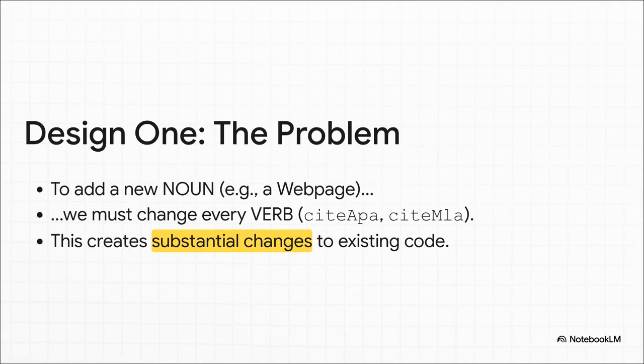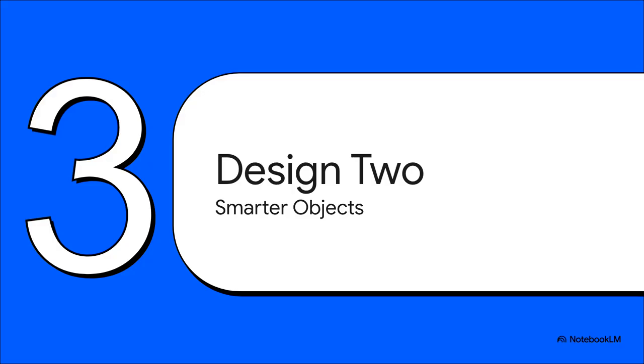And this is the core problem, the danger of this design. Every single time you want to add a new noun, like a web page, you have to hunt down every single verb, cite APA, cite MLA, you name it, and change it. I mean, this is super risky. It just doesn't scale. You're constantly messing with code that already works, just begging to introduce a new bug. Okay, so that's one way to do it.